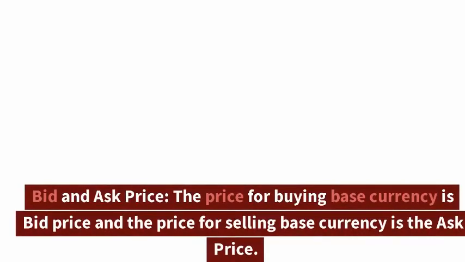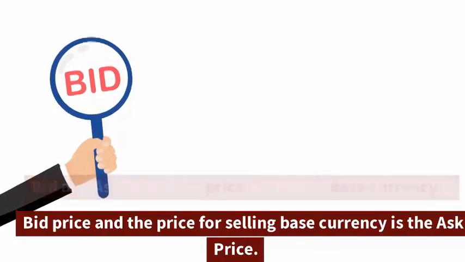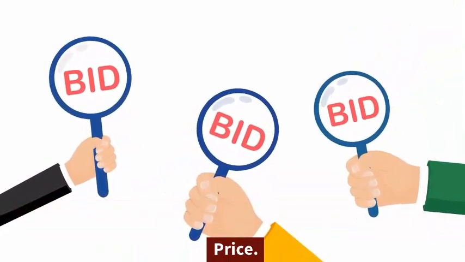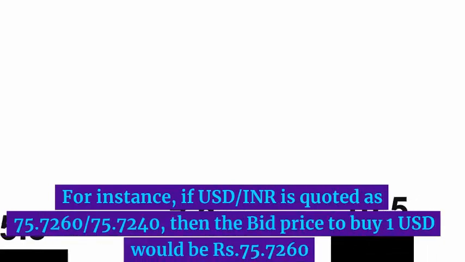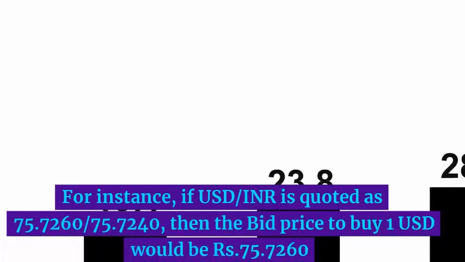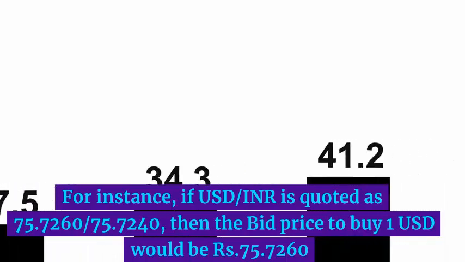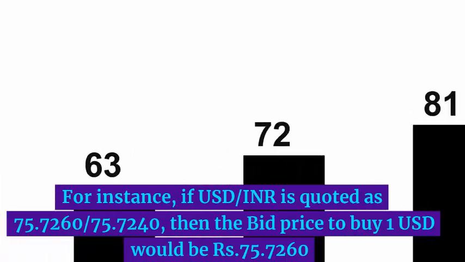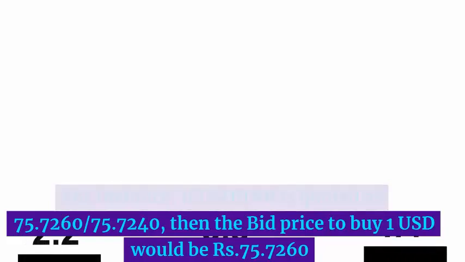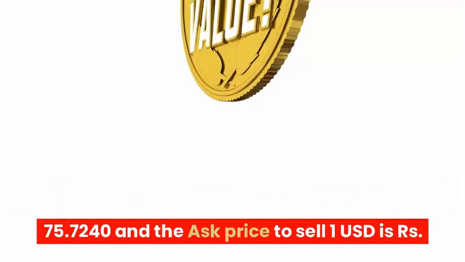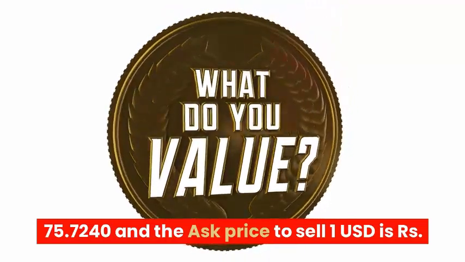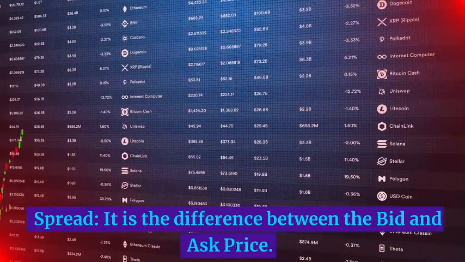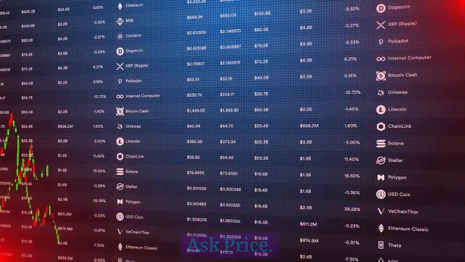Bid and ask price. The price for buying base currency is bid price and the price for selling base currency is the ask price. For instance, if USD INR is quoted as 75.7260, 75.7240, then the bid price to buy one United States dollar would be 75.7260 rupees, and the ask price to sell one United States dollar is Rs. 75.7240. Spread. It is the difference between the bid and ask price.